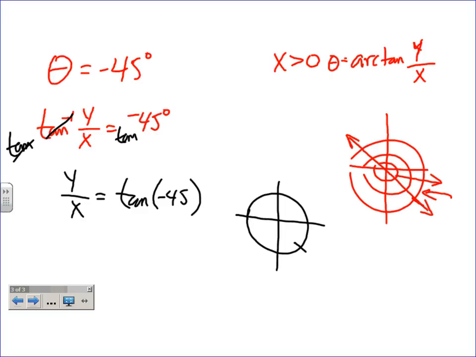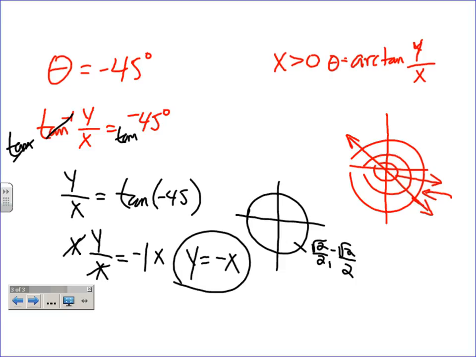Because if we are sitting right there, we are talking about square root of 2 over 2, and then negative square root of 2 over 2. If you take sine over cosine there, you basically get negative 1. So y over x equals negative 1. Multiply both sides by x. These cancel. y equals negative x. Again, I left that one out there to see if you would know that tangent would cancel out the arctangent and know which of the thetas to use.